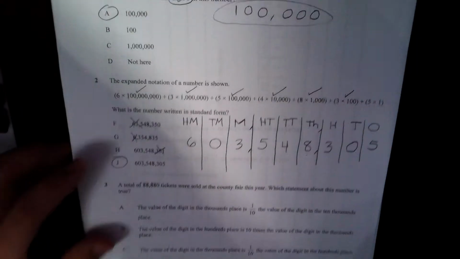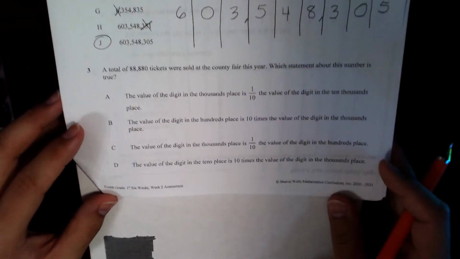All right, let me do this. A total of 88,880 tickets were sold at the county fair this year. Which statement about this number is true?